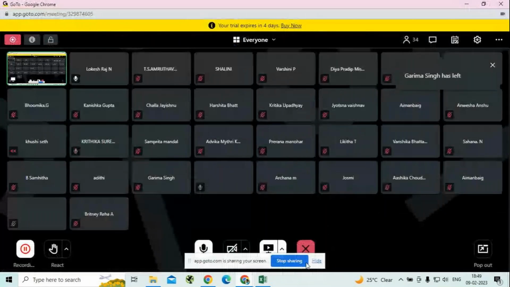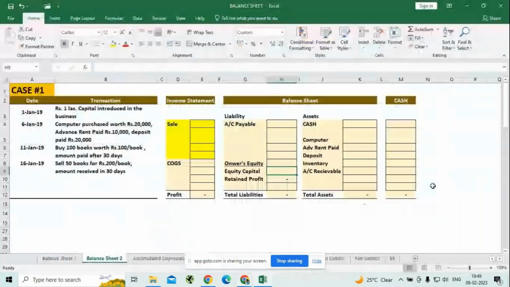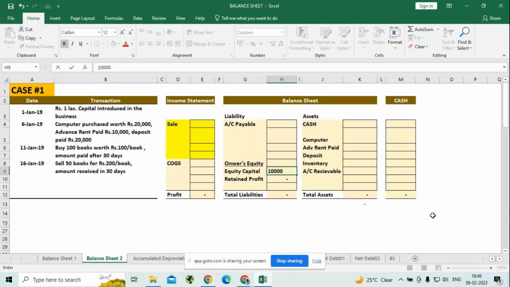Hope the screen is visible. So here the capital will be introduced. So I'm going to add the values for the equity capital of 1 lakh. So this 1 lakh has been received as cash.